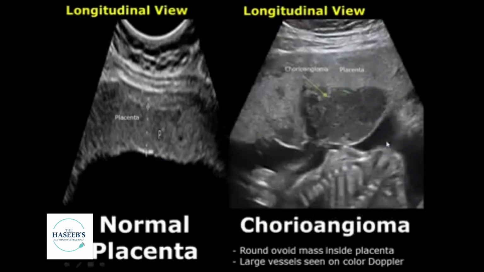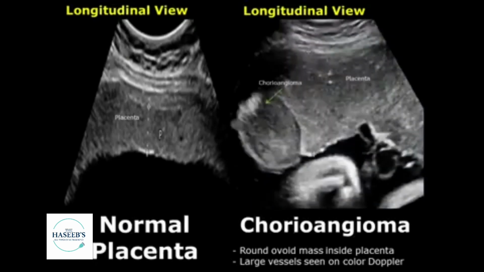One common benign tumor of the placenta is the chorioangioma. It appears as a round ovoid mass inside the placenta. Another image of chorioangioma showing a round ovoid mass in the placenta. Usually it is hypoechoic as compared to the placenta.